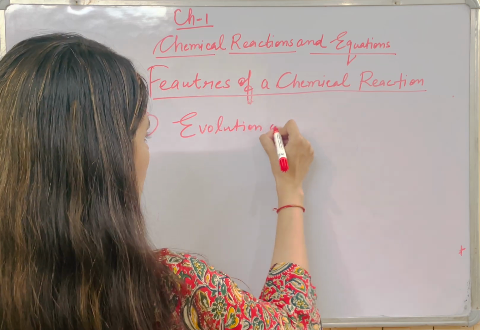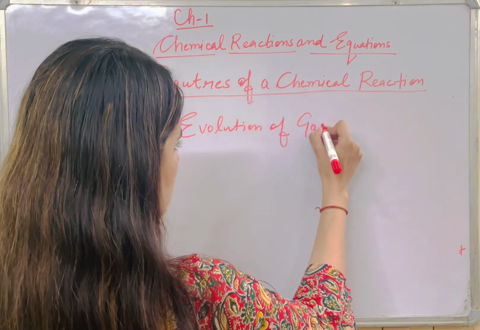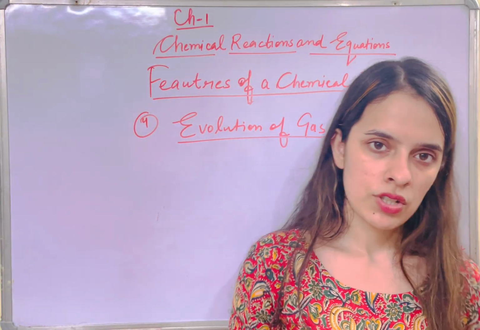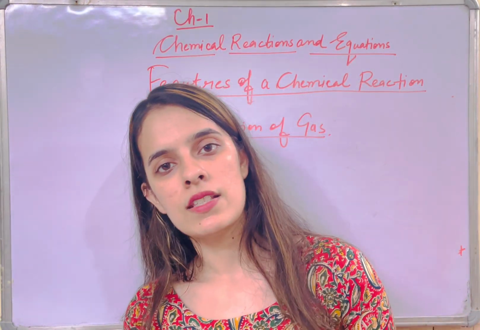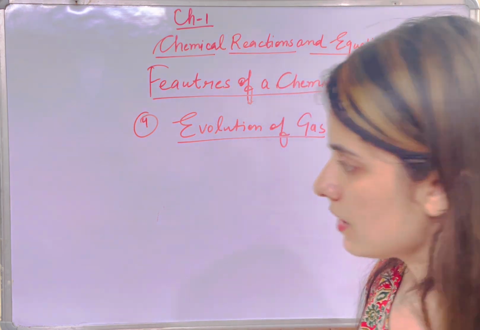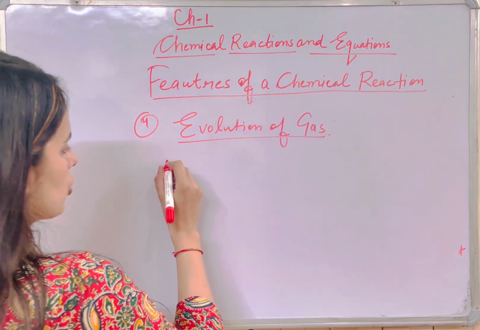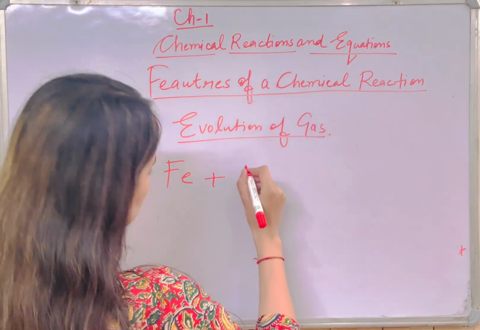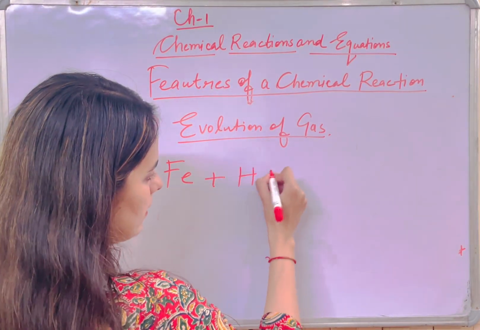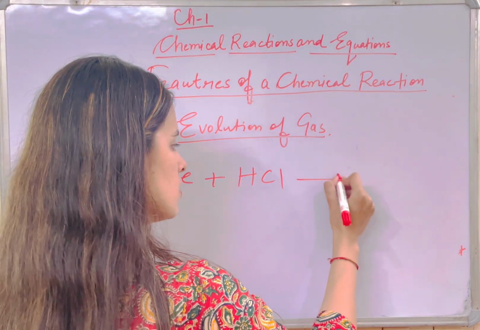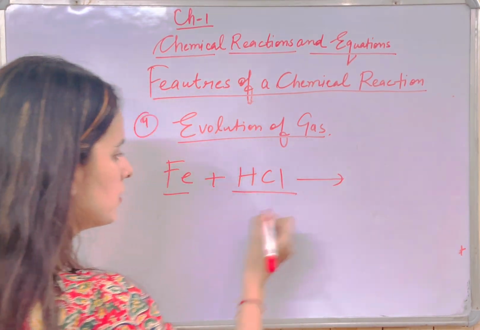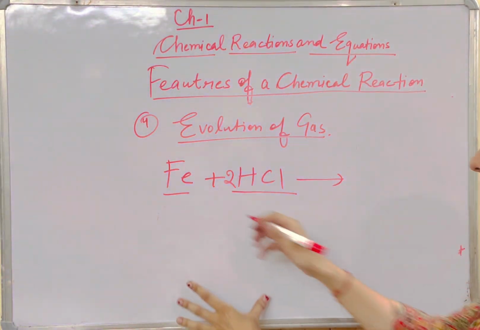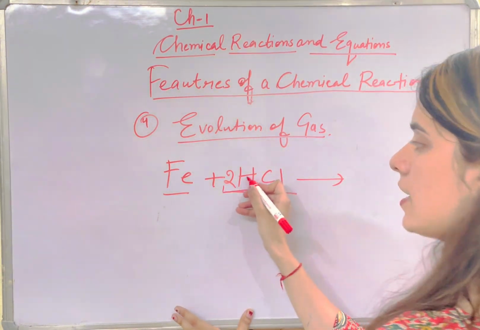Evolution of gas. So there are so many reactions where gases are released. You can take an example of the reaction of iron with HCl, let's say hydrochloric acid. This is a metal, this is an acid. When a metal reacts with an acid, then hydrogen gas is released, H2.